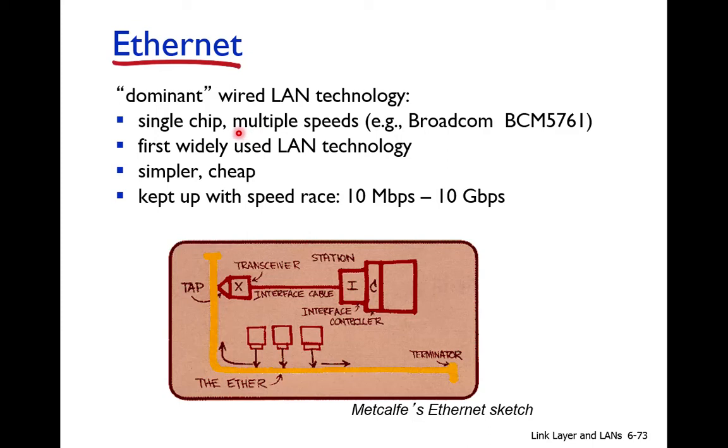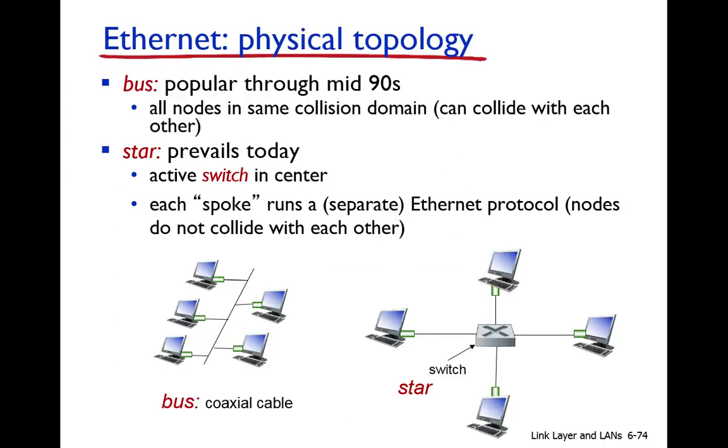Okay, first, it is the first widely used LAN technology. It is simpler, it is cheap, and it has kept up with the speed race from 10 Mbps up to 10 gigabits per second. Okay, so the Ethernet technology supports both the bus topology and the star topology. We will discuss these two later on.